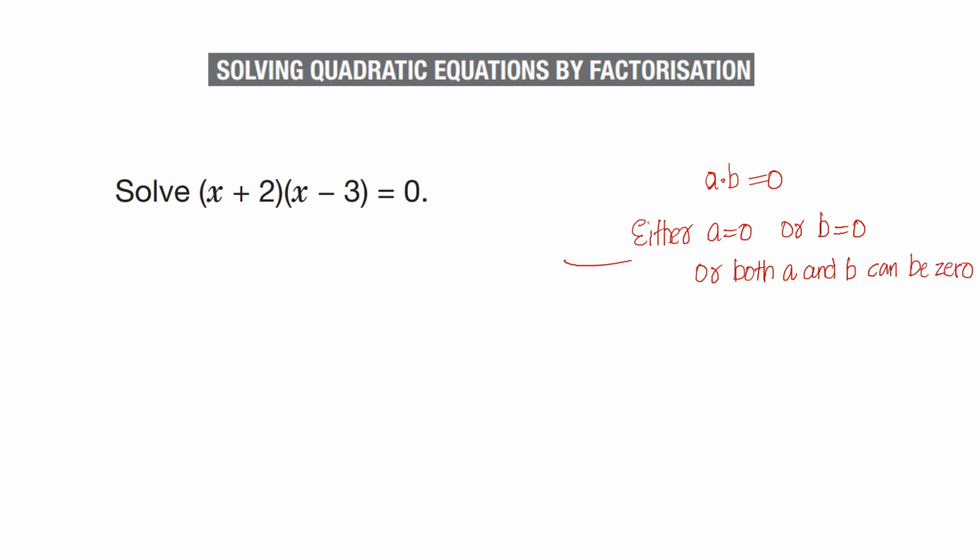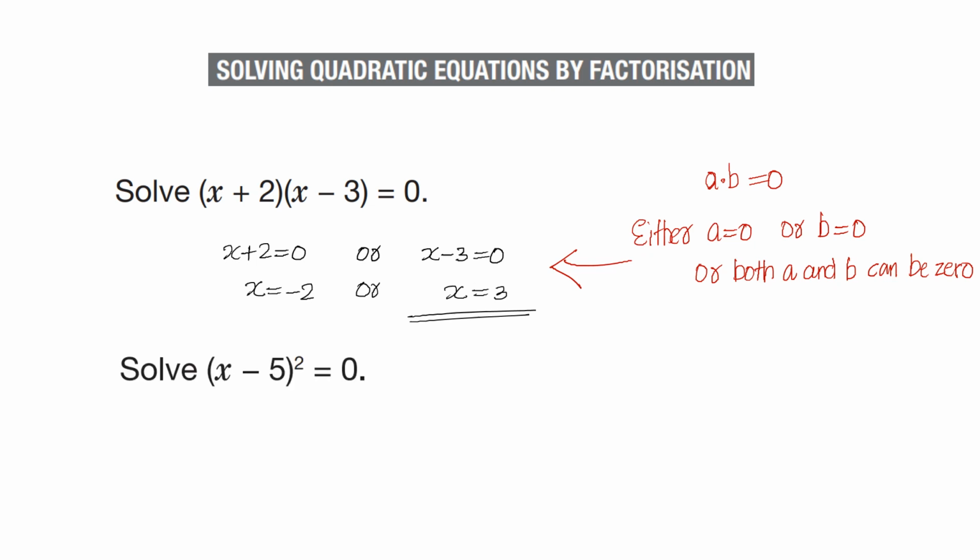So similarly, we can use the same thing here. These are linear factors, where x plus 2 and x minus 3 are each of the factors. With this result, we can take either x plus 2 is equal to 0 or x minus 3 is equal to 0, or both can be 0. If x plus 2 is equal to 0, the value of x will be minus 2. And if x minus 3 is equal to 0, the value of x will be positive 3. So the value of x can be either minus 2 or 3, or both.